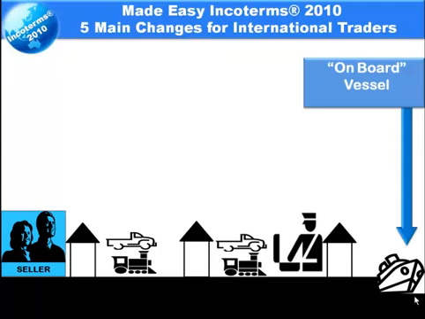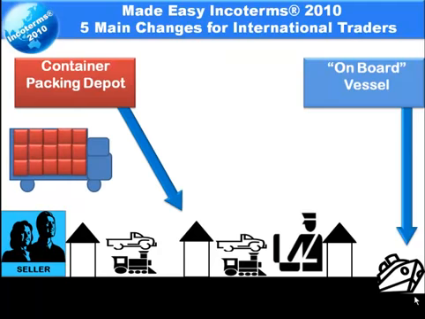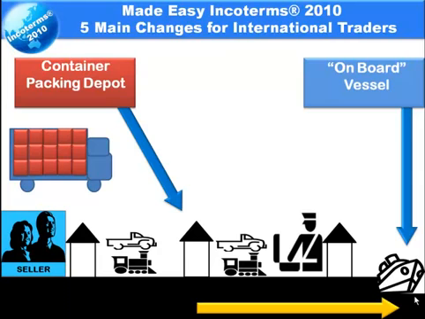vessel. With containers, however, the seller is normally delivering the goods either to a packing depot when the goods are LCL, less than a container load, or a consolidation or groupage shipment, or to a container yard or terminal when the consignment is a full container load, an FCL shipment. At the container packing depot, the LCL cargo, the carrier on behalf of the buyer takes delivery of the cargo, packs the container, transports that container to the ship site and loads the container on board the vessel.